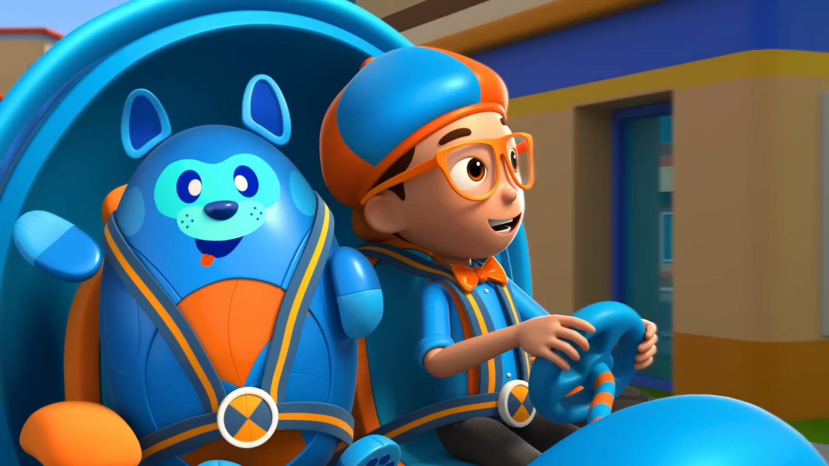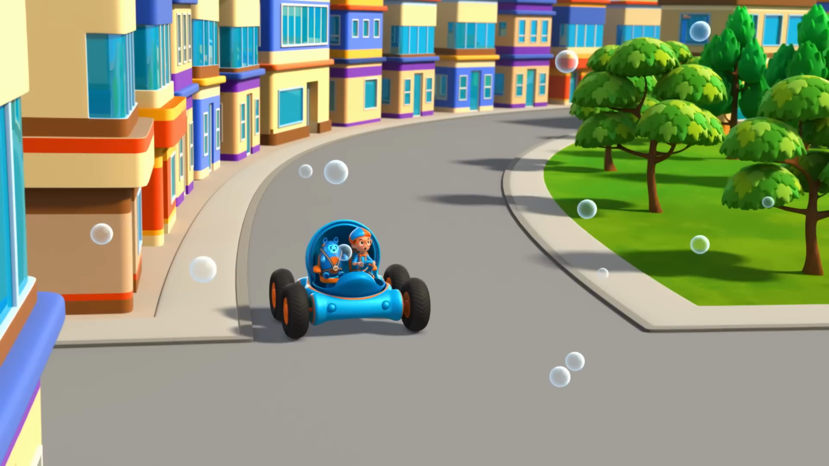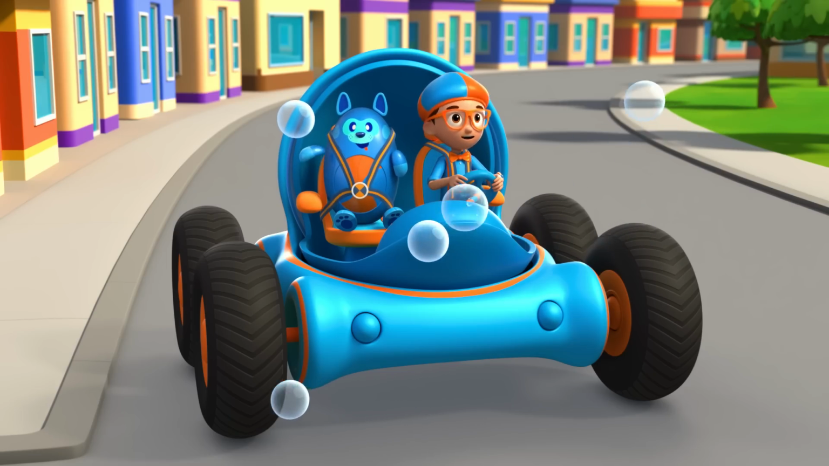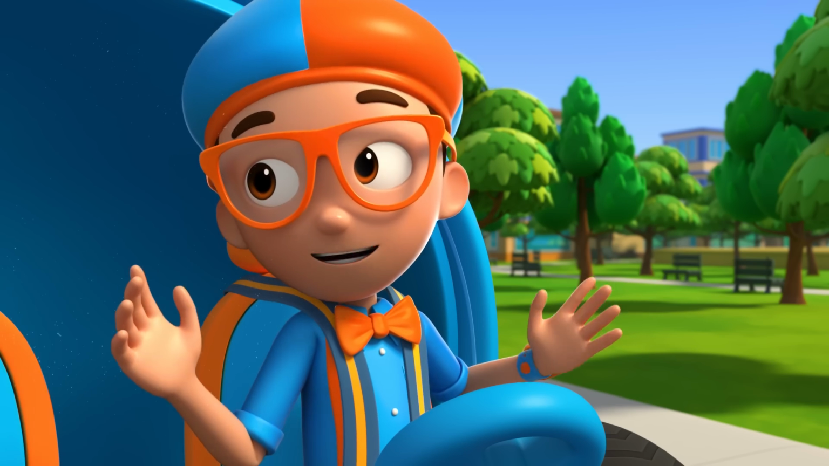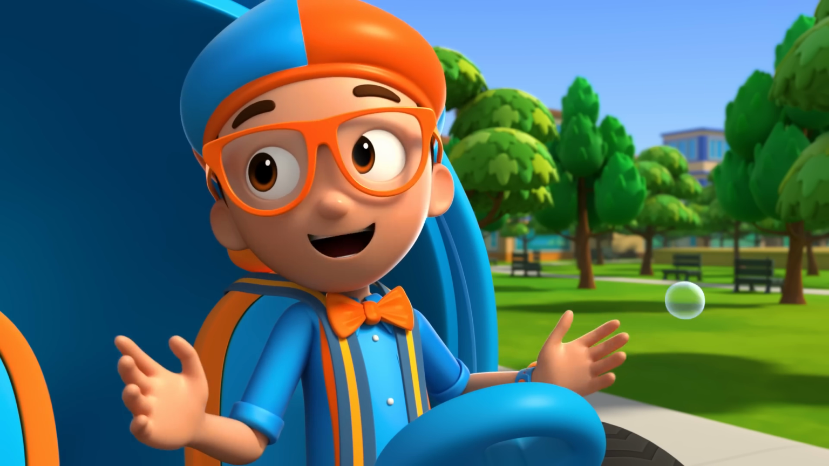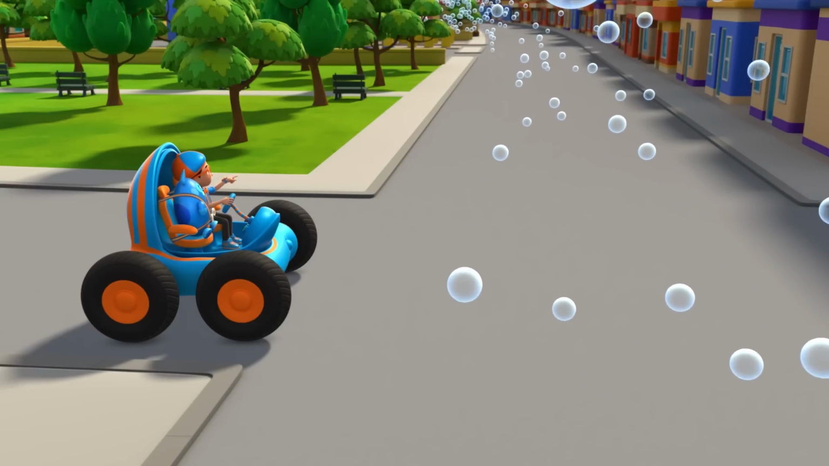What a nice day for a quiet drive. Whoa! Attack of the bubbles! That's right, D.A.B.B.O. Bubbles pop when you touch them. I wonder, how do you make bubbles? Great idea! We'll follow the bubbles to find out.